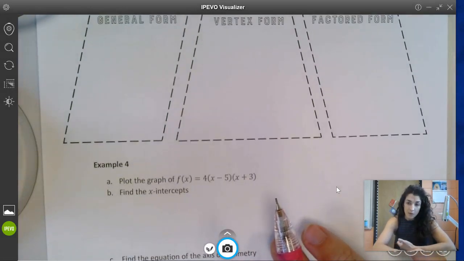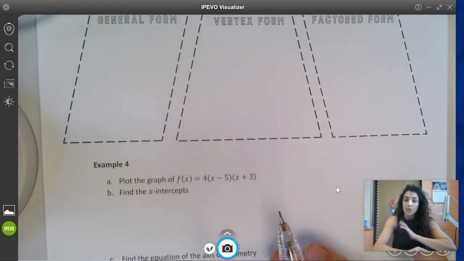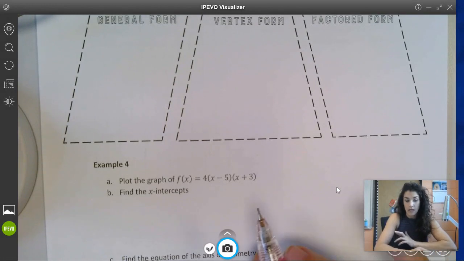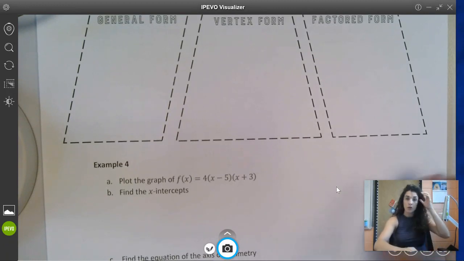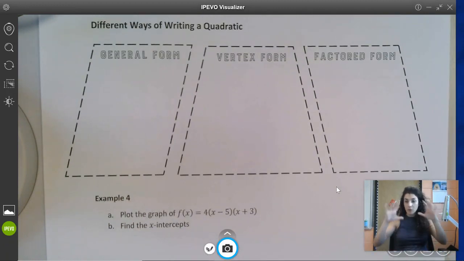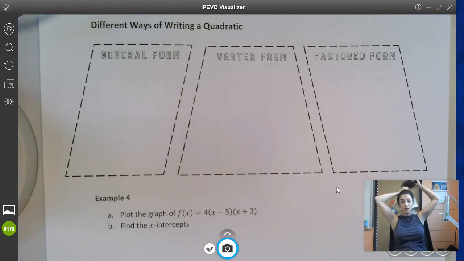It also is helpful, B, to help us write equations of quadratics. So to be able to take points, and specific points would be good to use for certain forms. And so we're going to talk about all the different ways that you can write quadratics, the specific type of information that it can tell you, and then how it's helpful.